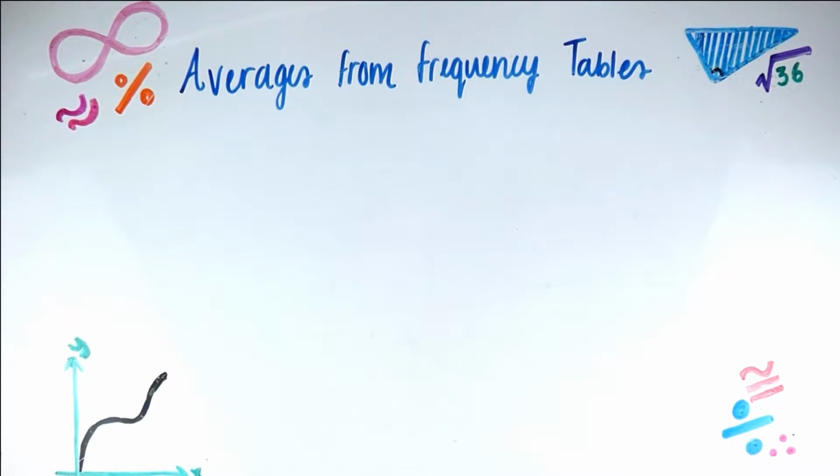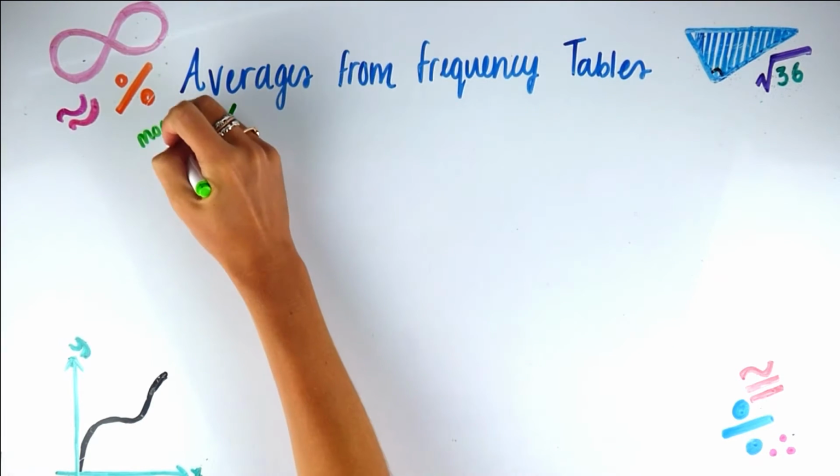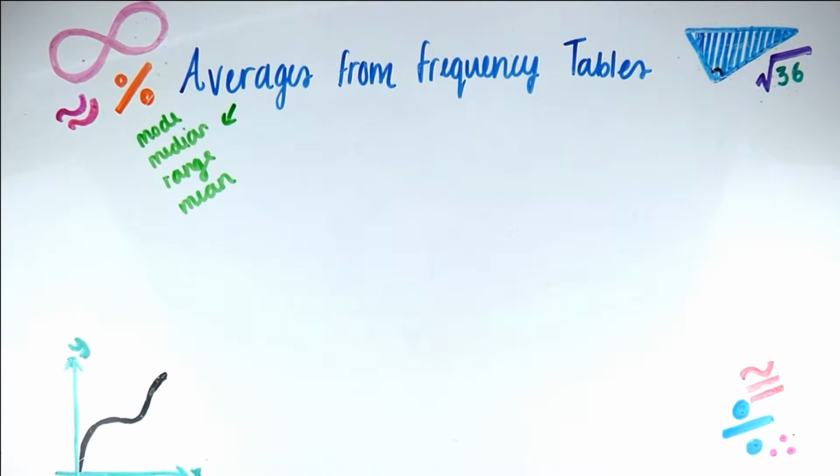This video is on averages from frequency tables, which is a long title, which is quite annoying. But if you look at the words separately, it becomes obvious what it means. So, averages. What averages do we know? We know mode, median, range, and mean. And we're getting the averages from a frequency table.